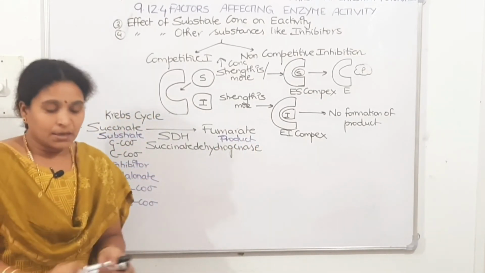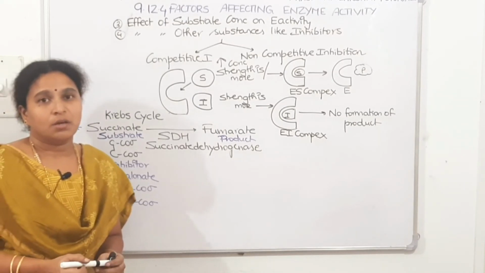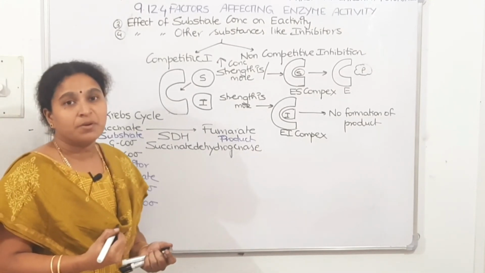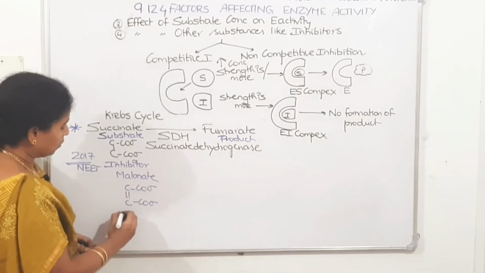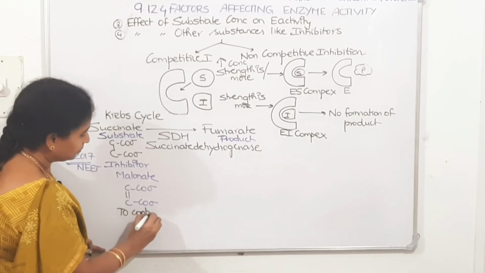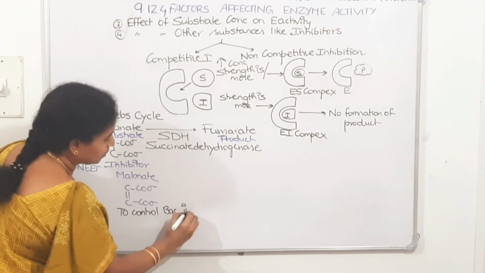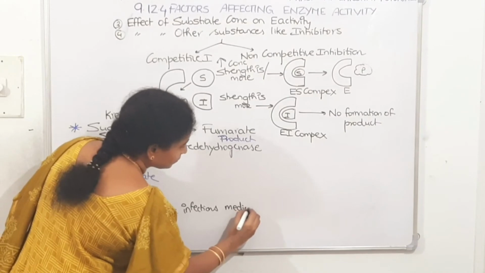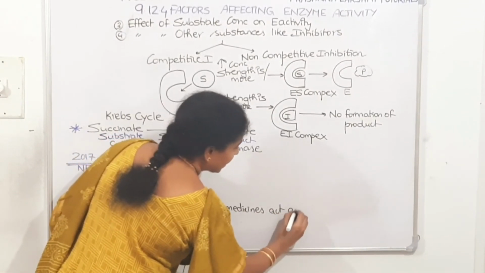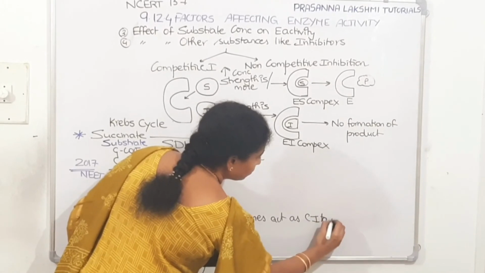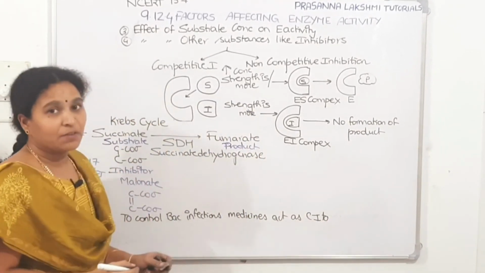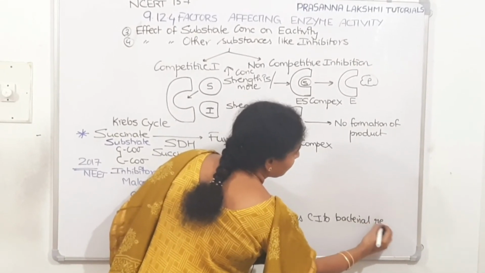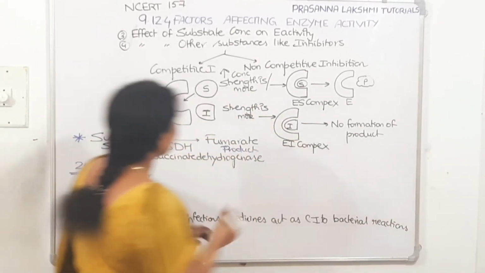Another example is in order to control bacterial infections in our body, the antibiotics that we take act as competitive inhibitors to block the bacterial metabolism. So the medicines act as competitive inhibitors to bacterial reactions or bacterial enzymes. This is about competitive inhibition.